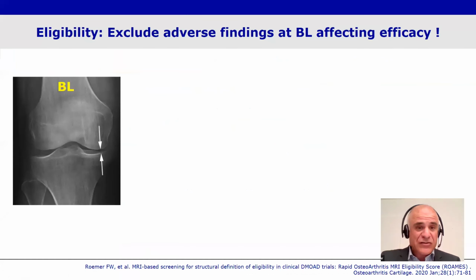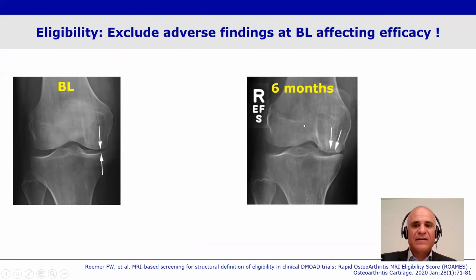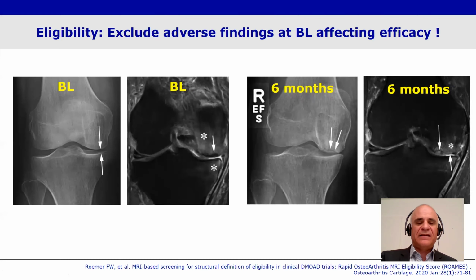Now, despite the structural severity that needs to be defined at baseline, of course, we do not want to include patients that have disease ongoing that may not be amenable to a DMOAD or may actually cause complications. This is a baseline image of a knee showing a little bit of medial joint space narrowing. When we look at the 6-month follow-up, you can see rapid progressive osteoarthritis with almost bone-to-bone contact at 6 months already. Where the arrows point, you can see a fracture line. If we had a more sensitive imaging modality at baseline, we could clearly see that that process was ongoing at the time of inclusion. It is something that we call a subchondral insufficiency fracture that may lead to rapid progression and joint collapse.